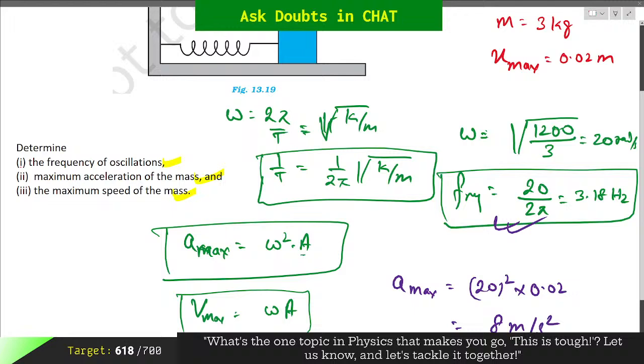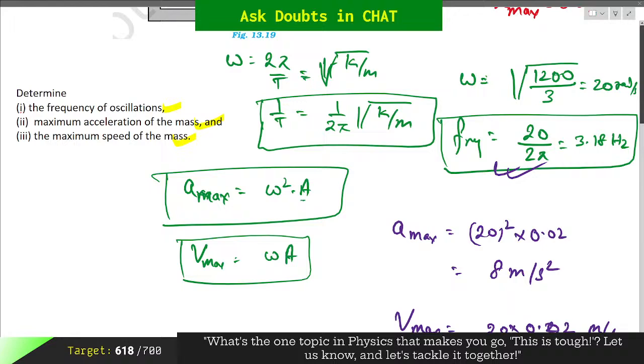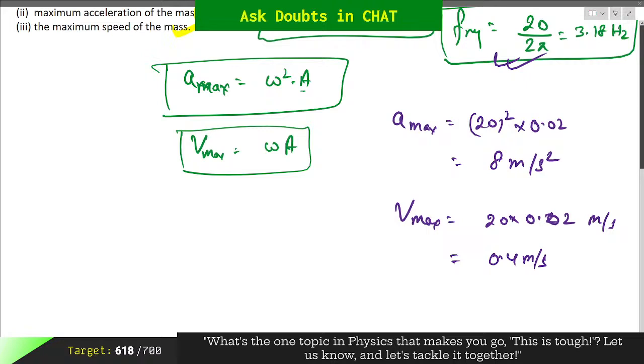Now for maximum acceleration, since the equation is in displacement form, we can get the maximum acceleration as omega square a. Now a is the maximum amplitude, that is 0.02 meter. So when we multiply omega square times a, we will get the maximum acceleration, that is 8 meter per second square. Now V max is given by omega times a, that is the amplitude. So V max would be equal to 20 times 0.02, that is 0.4 meter per second.